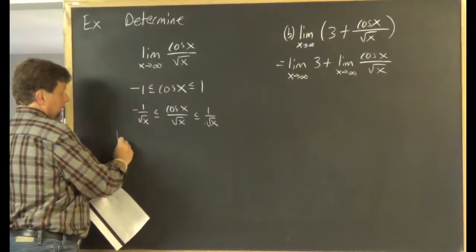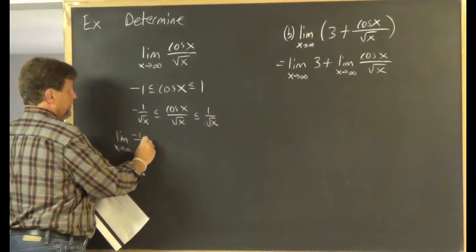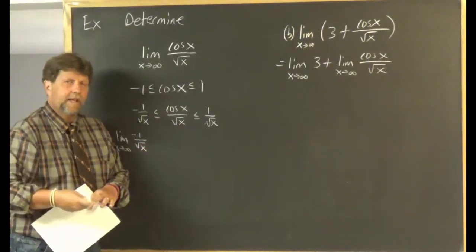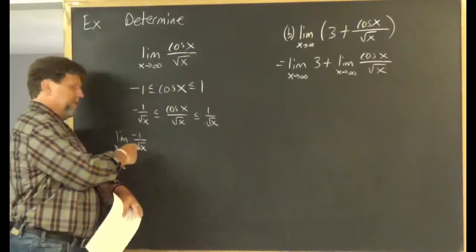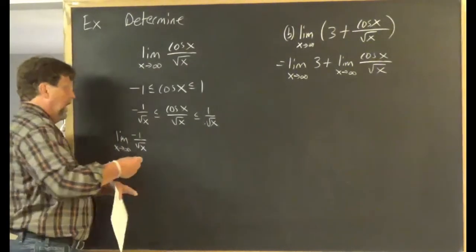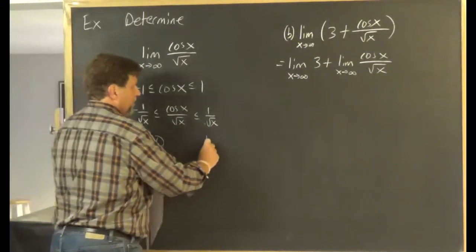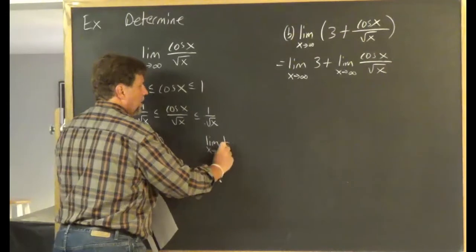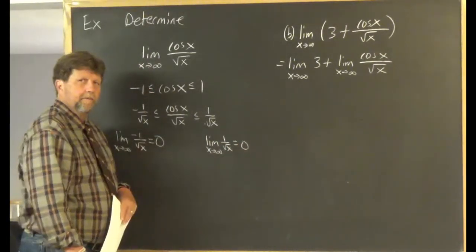I know that the limit as x heads off to infinity of -1 over square root x, that was that theorem we just looked at, the a over x to the r, where r is a real number. Square root of x can be rewritten as x to the 1/2. I know this limit is 0. I know the limit as x heads off to infinity of 1 over square root x is also 0.